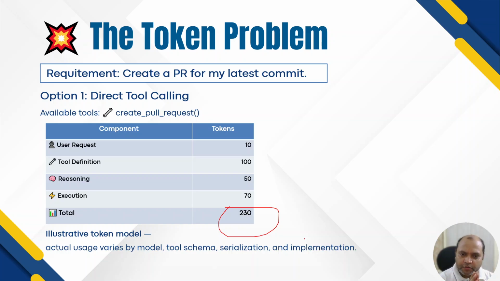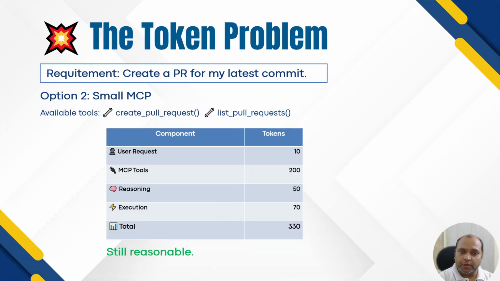Don't try to make it fixed. It is not fixed. It may be 230, it may be 400, maybe 500. That's an approximate idea. The actual usage may vary model to model, tool schema, serialization, implementation. That's the illustration, right? So this is the theory for direct tool calling. If you know the tool and you integrate that tool directly with your AI agent, then your token use is comparatively very small.